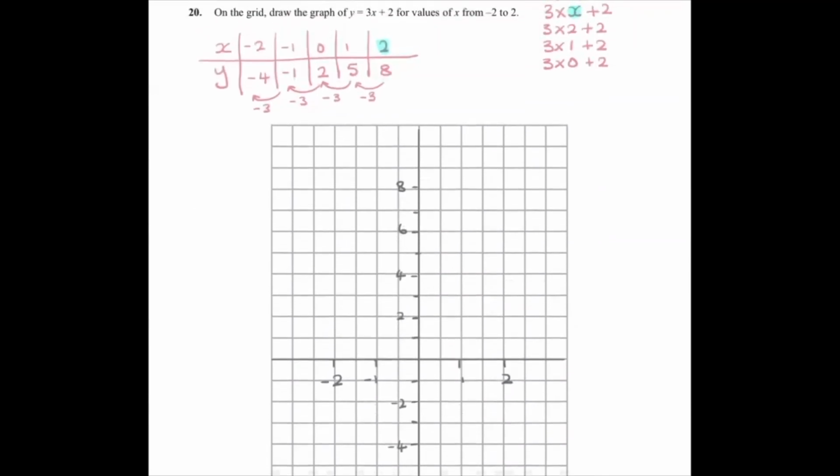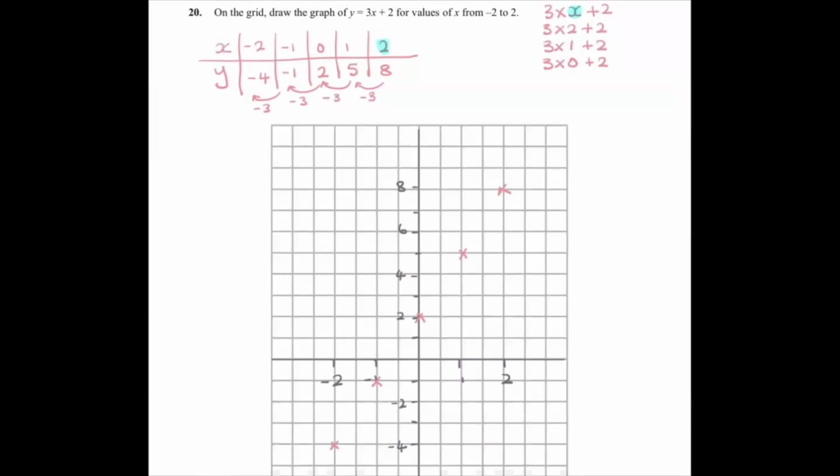Going back to our table that holds the coordinates. So here I have got the coordinate 2, 8. I can now plot 2, 8 because I have created my graph to plot it onto. So we've got 1, 5, 0, 2, -1, -1, and -2, -4, which is here.